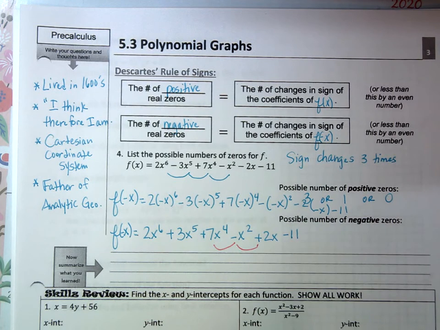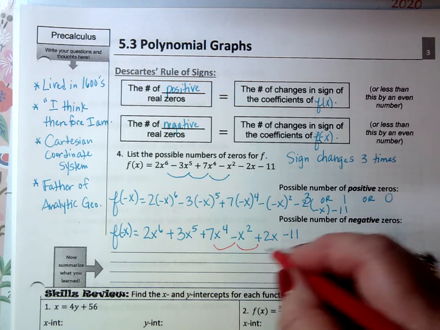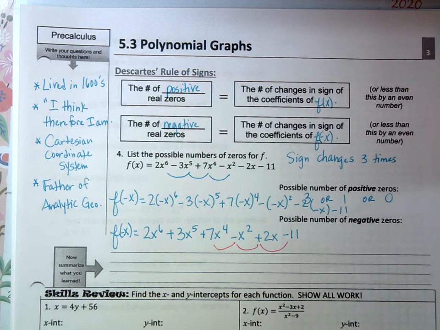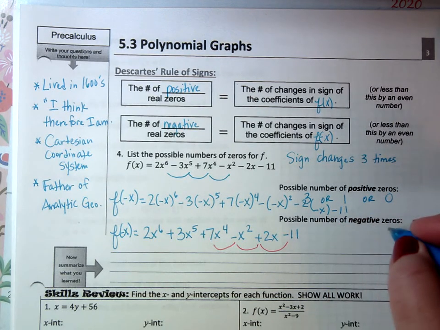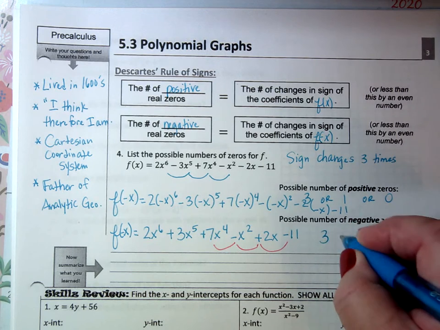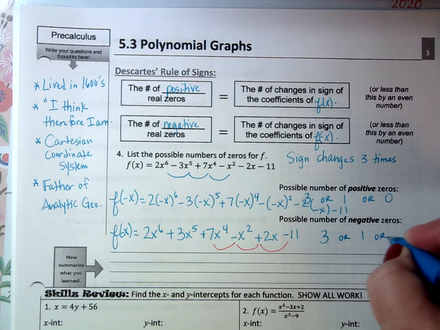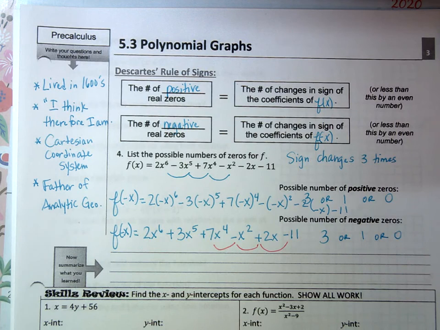Positive to negative, there's another one. So how many sign changes did I get? I got 3 sign changes again. So the possible negative zeros are 3 or 1 or 0. Now, are they always going to be the same? And the answer is nope. No, they're not.